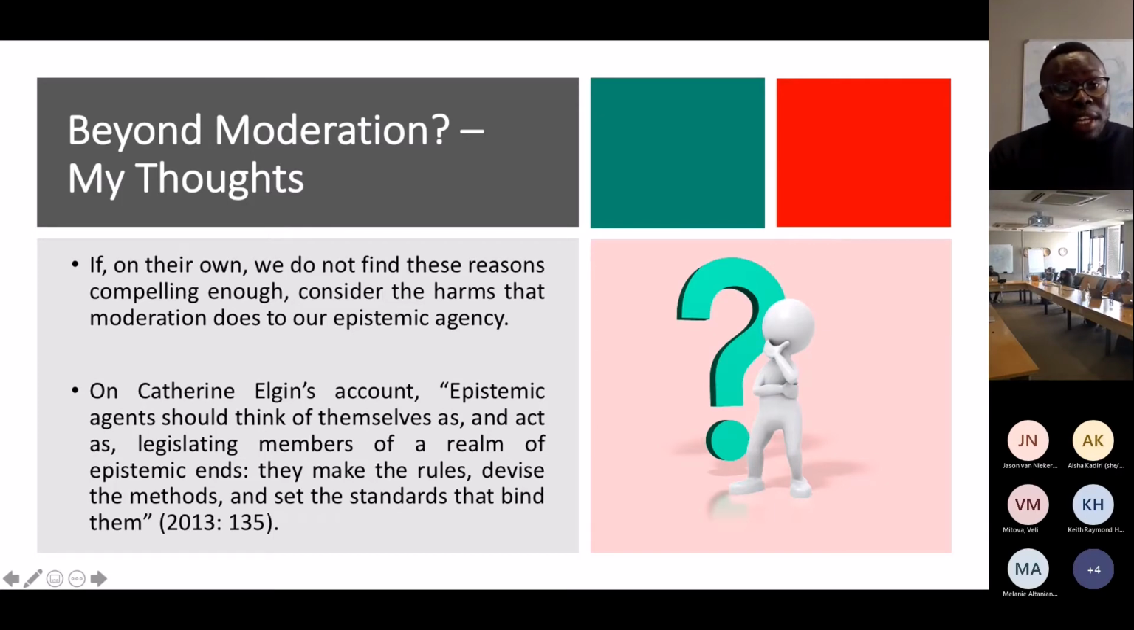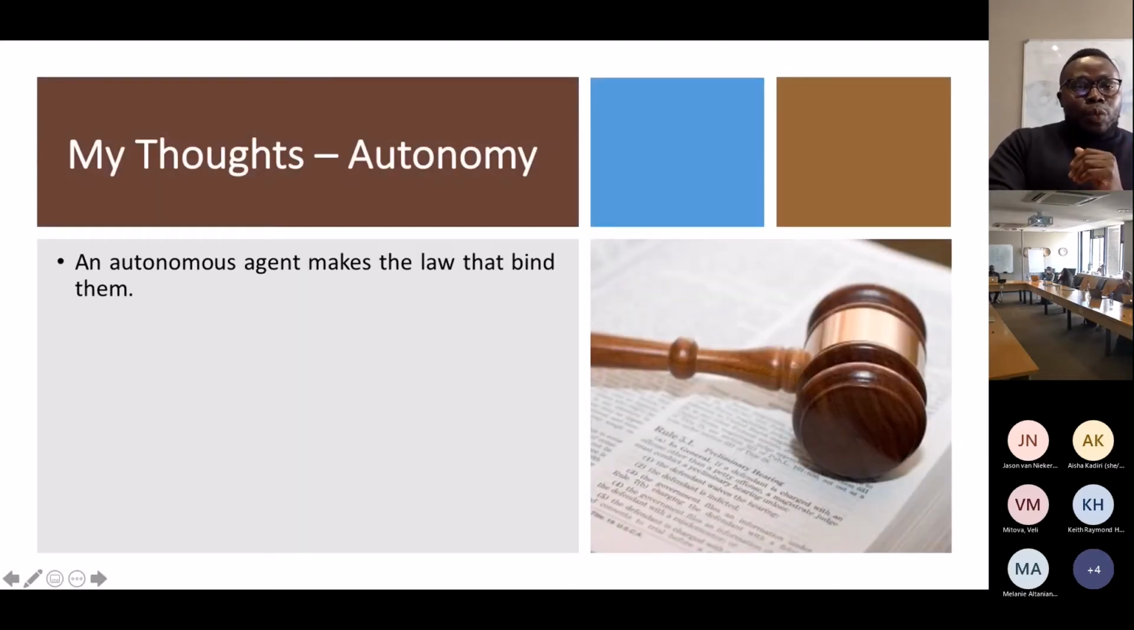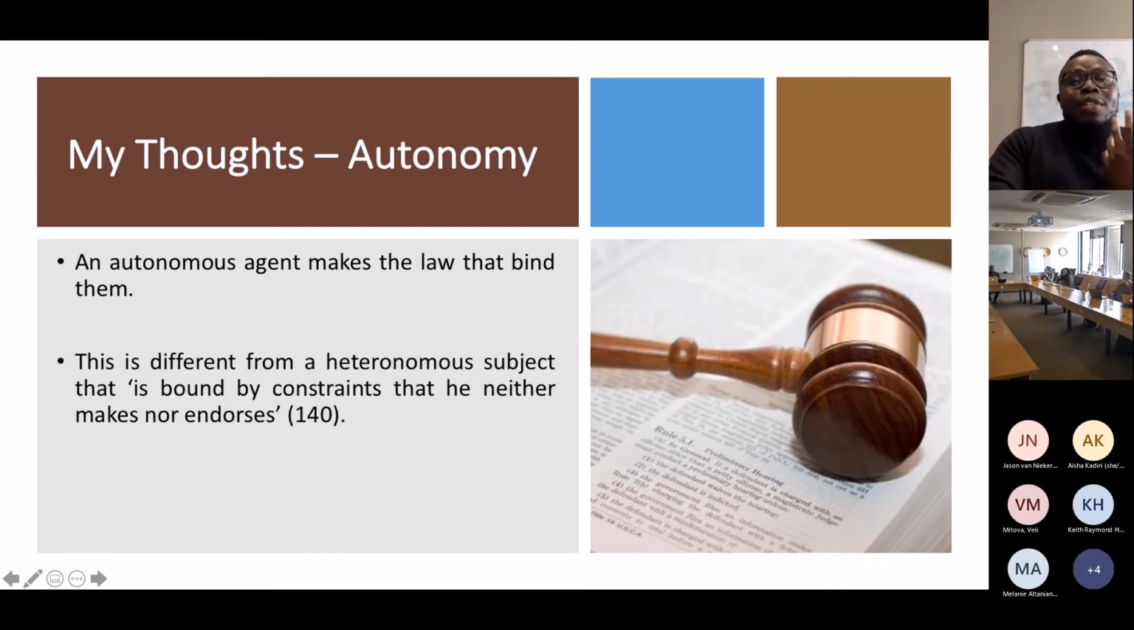So how do I understand epistemic agency to, in a sense, back up this claim that I'm making? On Catherine Elgin's account, epistemic agents should think of themselves and act as legislating members of a realm of ends. They make the rules, devise the method, and set the standards that bind them. This account of epistemic agency that Catherine Elgin argues for comes from Kant's idea of a moral agent. But again, I think it's properly applicable to us as epistemic agents and how we should understand ourselves. Based on this account, an autonomous agent is supposed to make the laws that bind them, rather than having corporations with very obscure laws on what should be moderated or not moderated make this decision and have people just accept it.